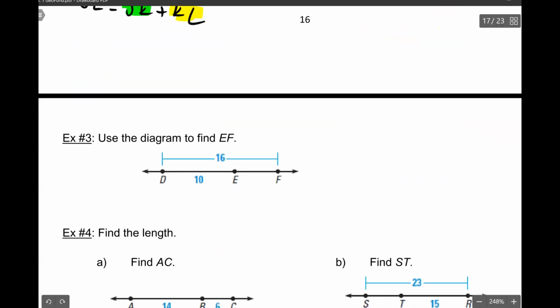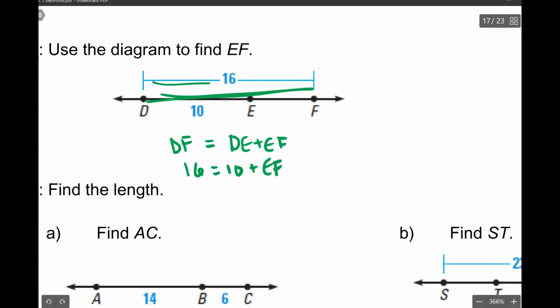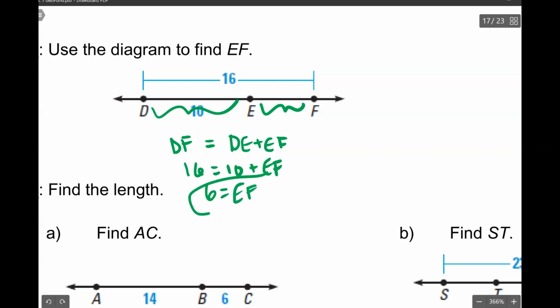Use the diagram to find E to F. So let's see, the whole thing, DF, is going to equal DE plus EF. So I have 16 is equal to 10 plus EF. So the whole is equal to the sum of its parts. So both of those together, that means 10 plus this portion has to equal 16. So that means 6 is equal to EF.